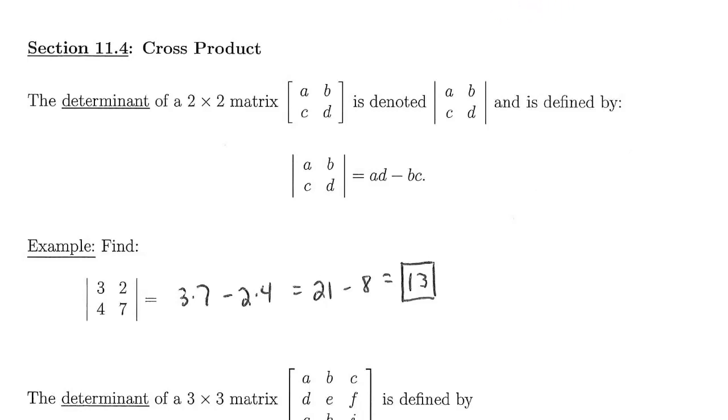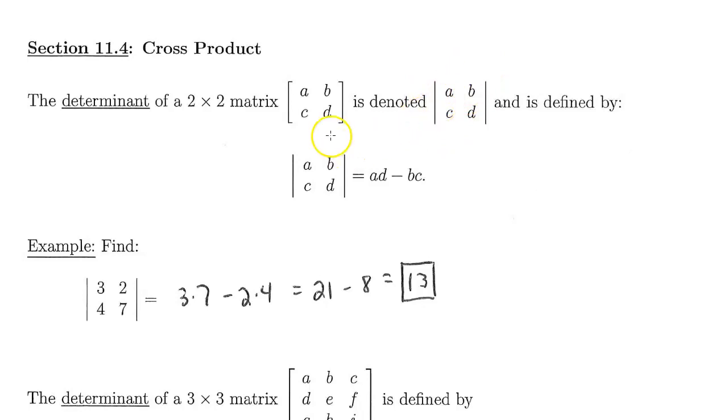In this video, we're going to talk about cross products of vectors. Now, before we can talk about cross products, we have to talk about determinants of matrices. So the determinant of a 2 by 2 matrix, so this has two rows and two columns. The 2 by 2 matrix ABCD is denoted by this.